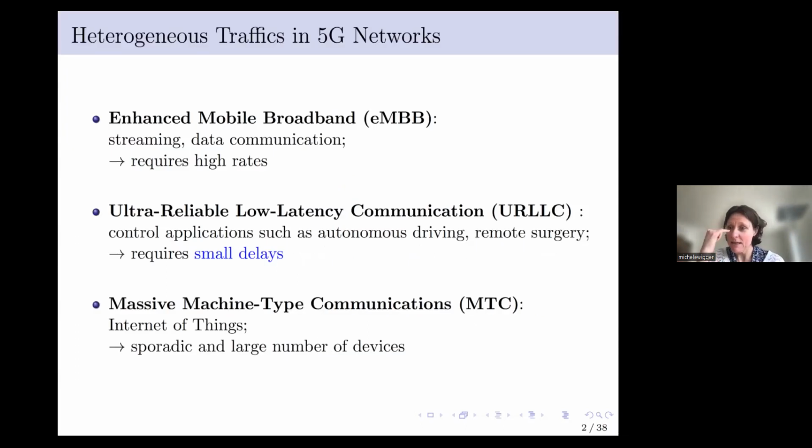So what is the problem we want to study? I think everyone knows this slide: we have different kinds of heterogeneous traffic in 5G and also in 6G. This will be the case. In particular, we have the eMBB and the URLLC, so low latency and broadband communication on the same frequency bands.